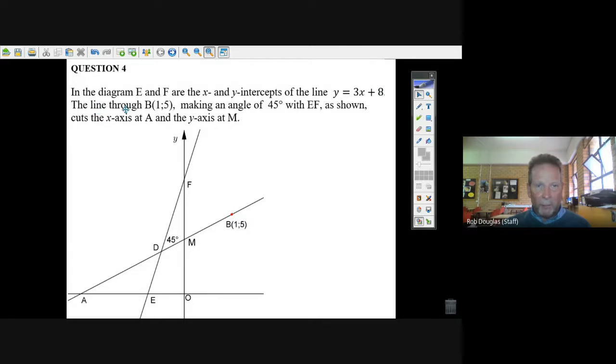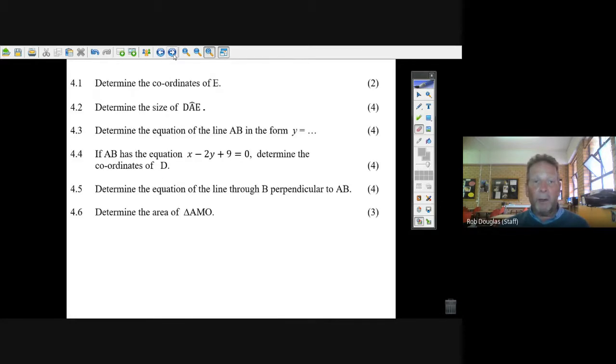There's another line that goes through B and A and M, and it goes through the point (1, 5) right there. It makes an angle of 45 degrees with this other line, and it cuts the y-axis. It has a y-intercept at M, right there. Well, let's just get started. Let's try and do this thing.